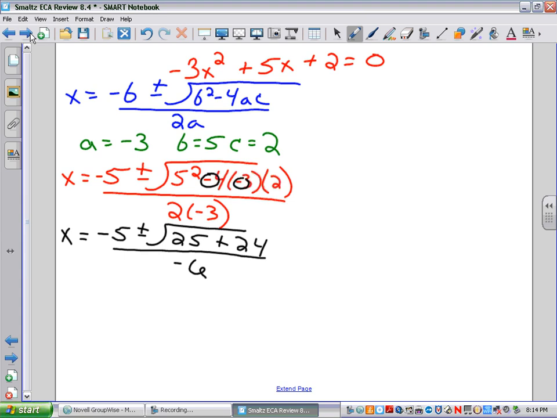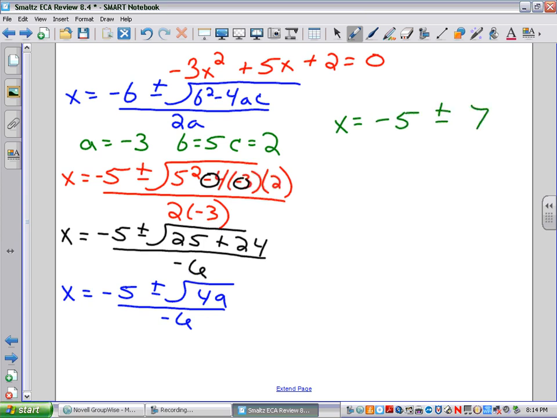Let's add 25 and 24. That's 49. I think we got 49 on the previous problem, which is good because I know in a minute I'm going to change that to a 7. So that means I'm going to come over to the right. That X would equal negative 5 plus or minus 7 all over negative 6.